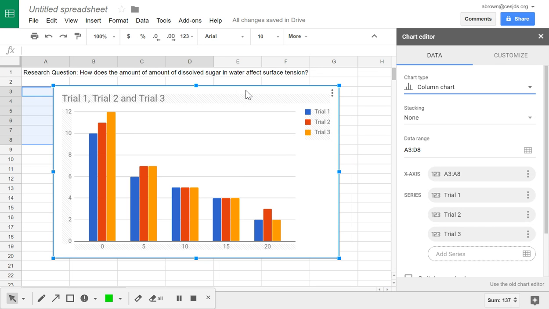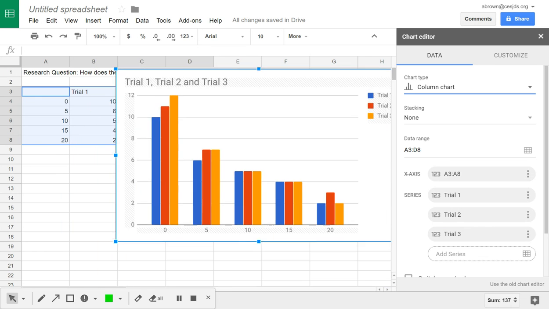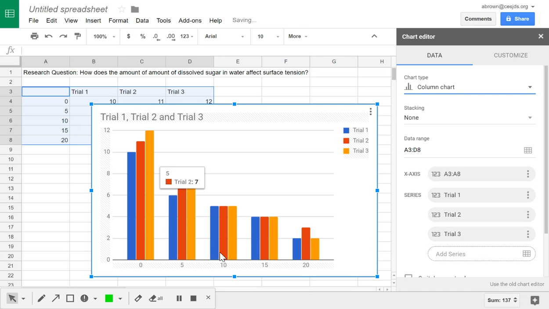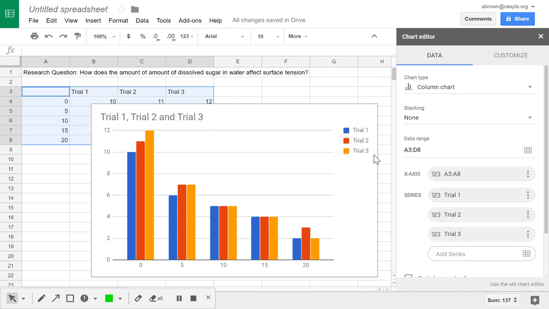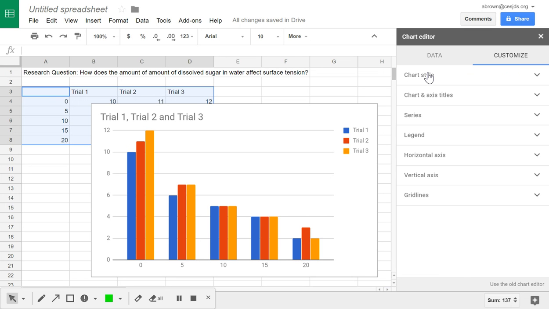Okay, so this chart looks pretty good, but I want to edit it a little bit. Let's find my charger. All right, crisis averted. All right, I'm going to come in and I want to customize it. So I'm going to come over here to customize.